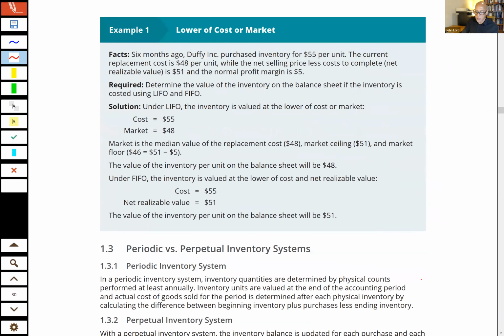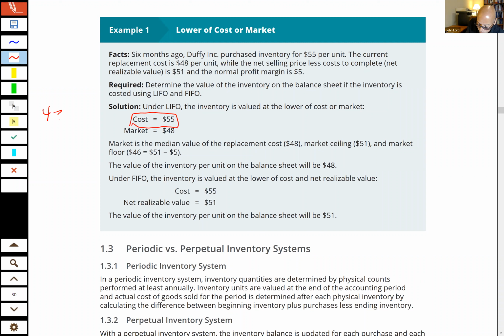So let's just look at this example. I'm not thinking you're going to get a lot of questions, or even one, that might ask you to do a numeric example, but it helps illustrate what we just talked about, so it's useful to look at. They tell us the inventory cost is 55. I'm going to carry it at that cost unless the market is lower, but I have to figure out what the market is. They tell me the current replacement cost is 48.